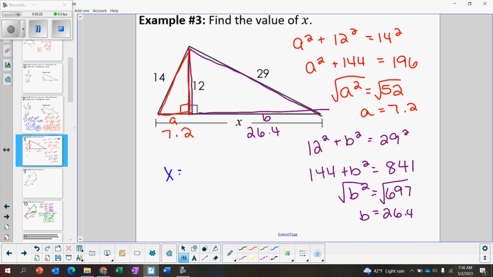So x is really 7.2 plus 26.4, which is 33.6.